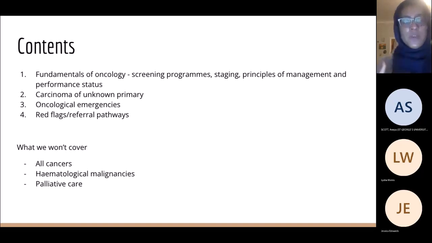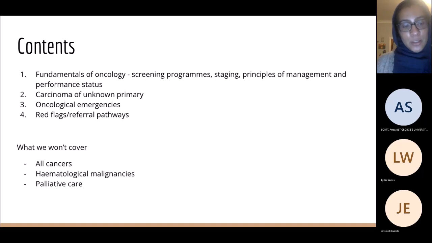I'll also be going through the scenario where you may come across an individual, say, for example, in A&E, who may be presenting for the first time with a cancer, and we don't know where the primary origin of the cancer was. And of course, I'll be talking through oncological emergencies, because that's very important for you guys to know, particularly in your junior years, and also some red flags and referral pathways that, particularly in the GP setting, it's important to know. But as I mentioned, I won't be covering all cancers, because that would be a silly thing to do and we would be here for hours.